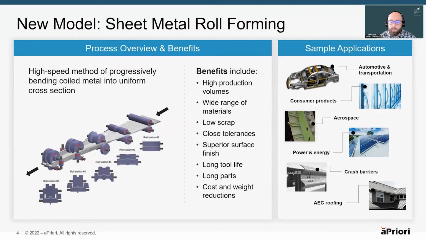Now, some sample applications of where you see roll forming in everyday life are a lot in the automotive and transportation industry. Think of a pickup truck box. The rails are typically made with roll forming and then welded together. You see roll forming in a lot of consumer products, in the aerospace industry, even in green energy applications like these solar panels. Some really common applications are crash barriers you see along the side of the roads, and even metal roofs are all made with roll forming.